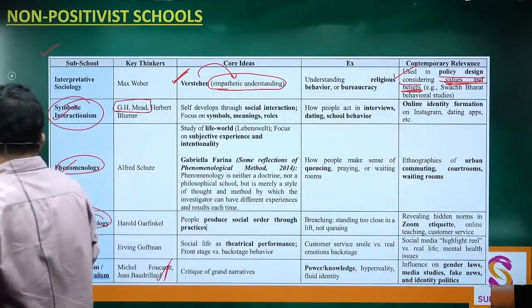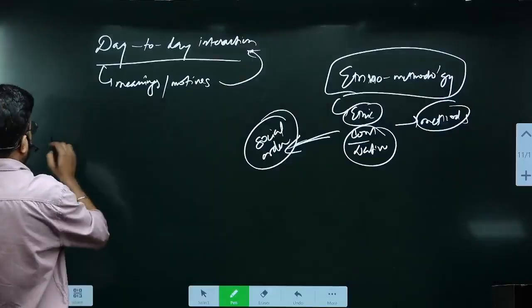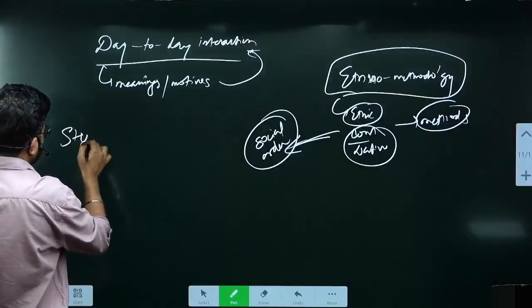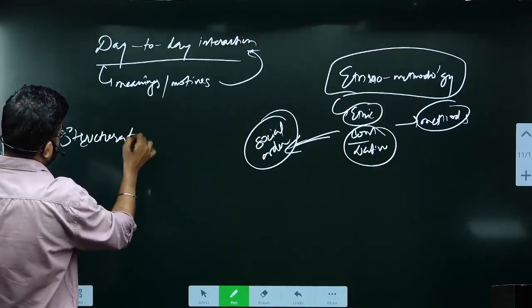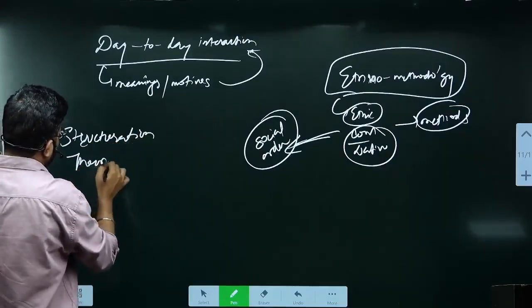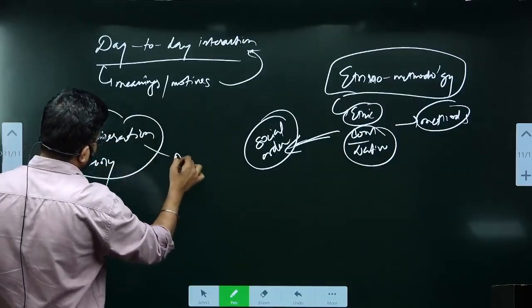Then there is another one, the structuration theory, which was given by Anthony Giddens.